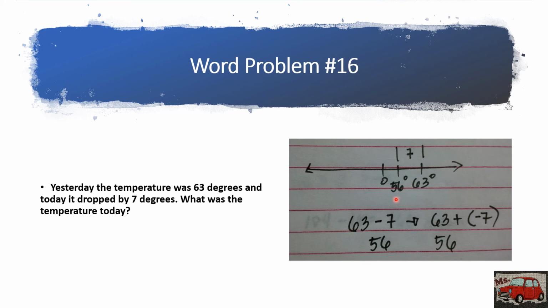Now, if we do the operation, the keyword there is "drop," so it means the operation is subtraction. So we have 63 minus 7. Basically, that is only 56, right? But if we apply that minus integer is just adding the opposite, so we have 63 plus negative 7, and the answer is still 56. So that is the temperature today.